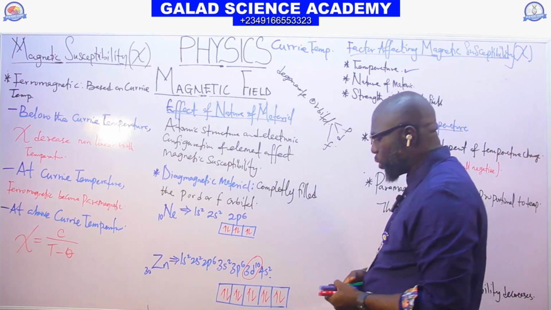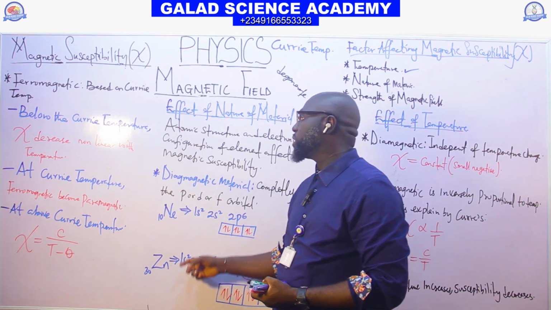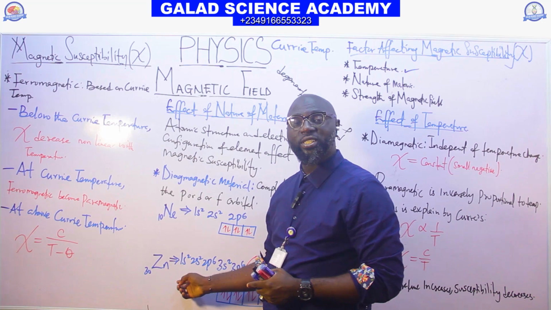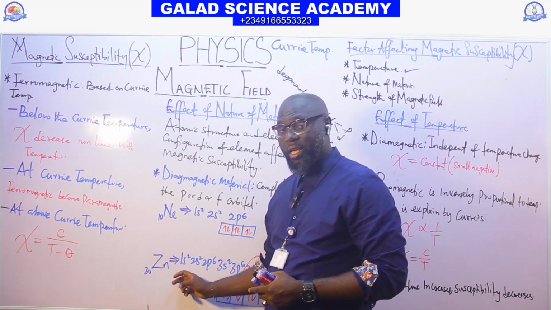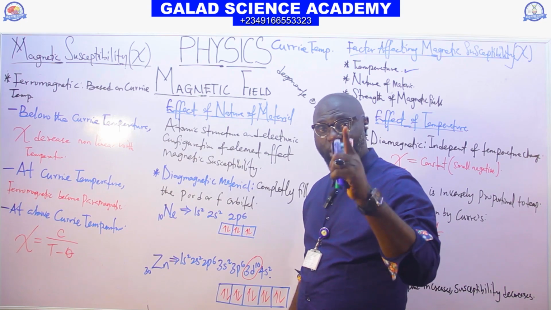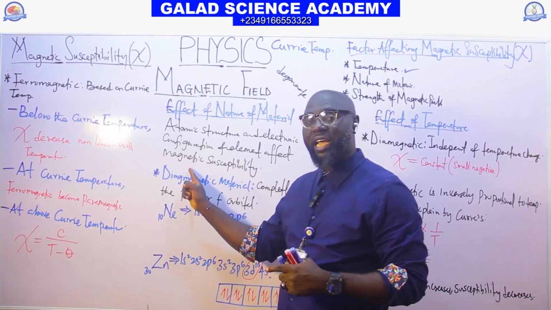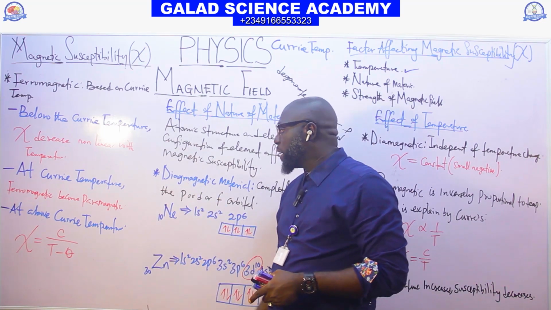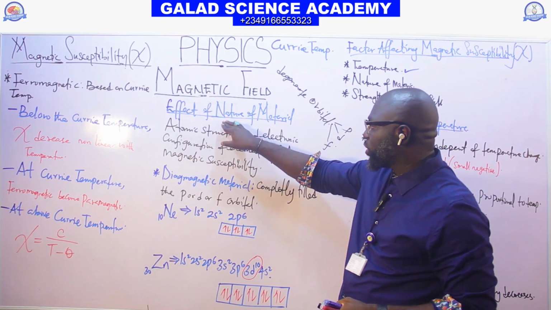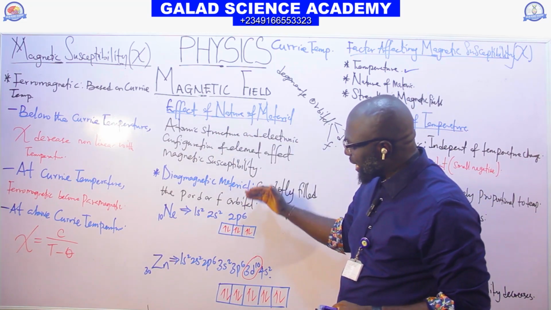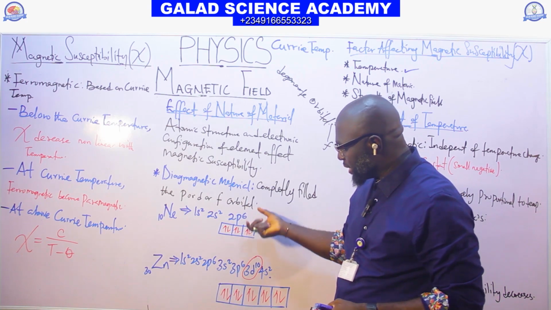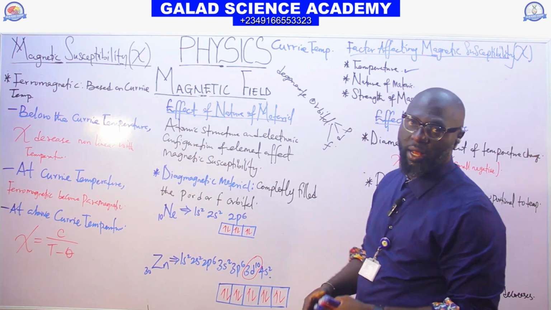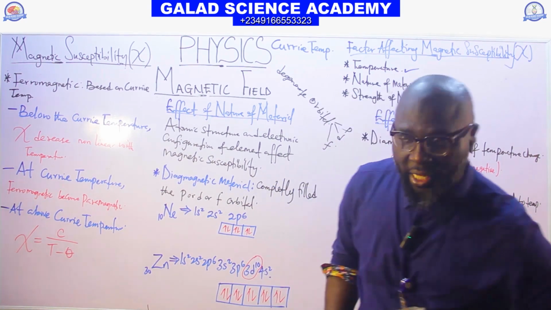This makes zinc a diamagnetic element. And zinc is also not a transition element in the periodic table. Any element that has completely filled d orbitals is a diamagnetic element, and they are also non-transition elements. So this is the effect of the nature of the material. Any material that is completely filled in the p or d or f orbitals is diamagnetic. They will repel magnets and the magnetic bar.